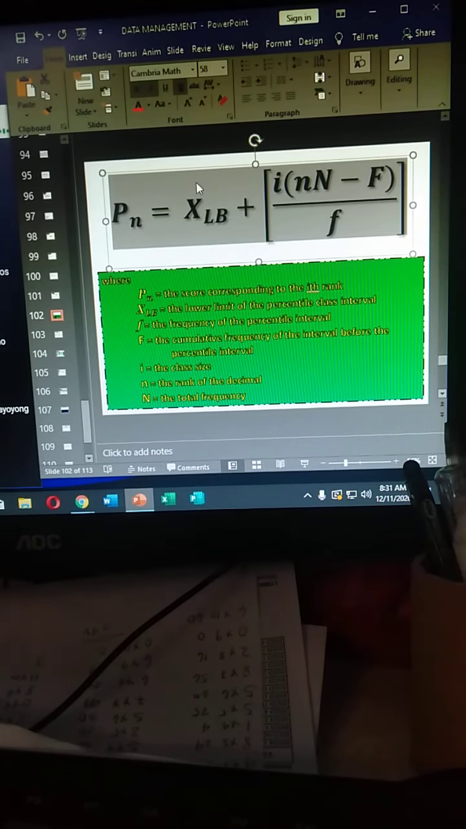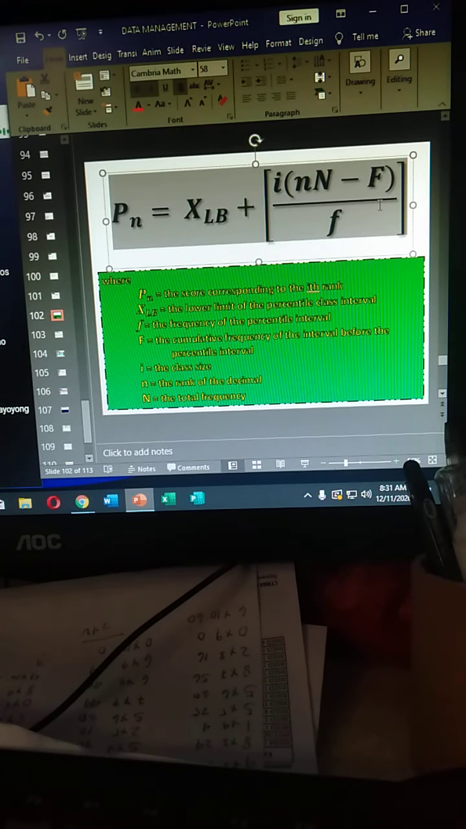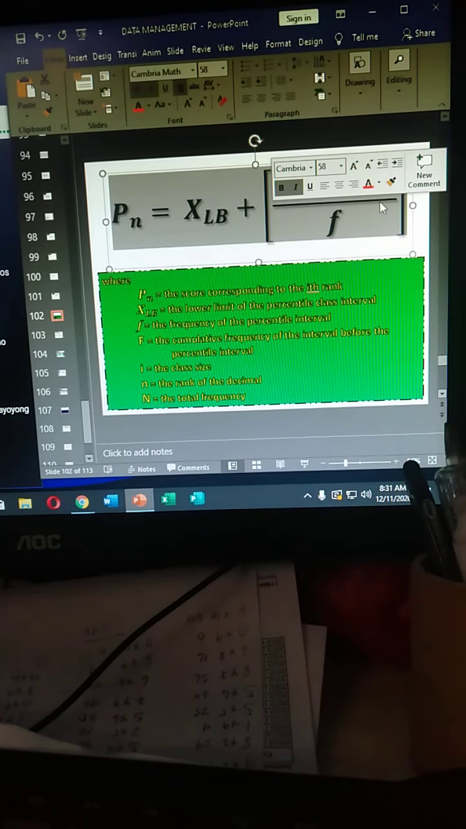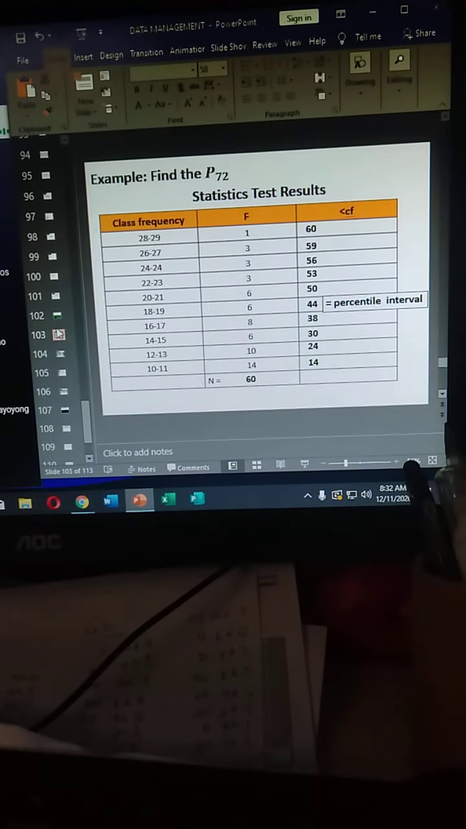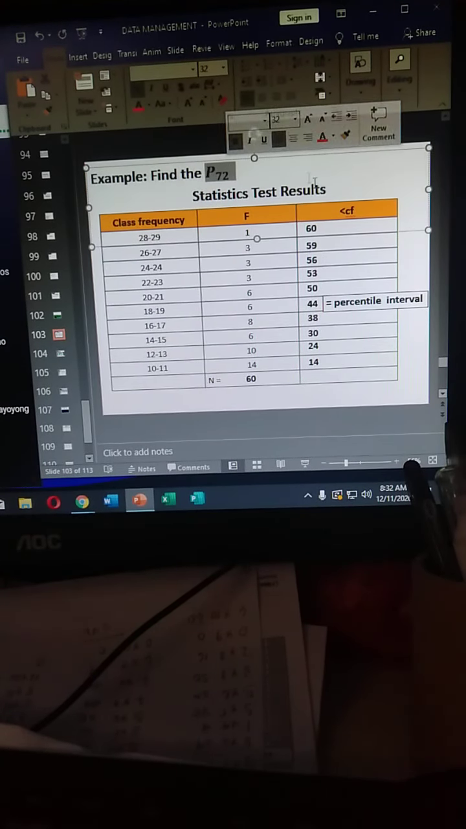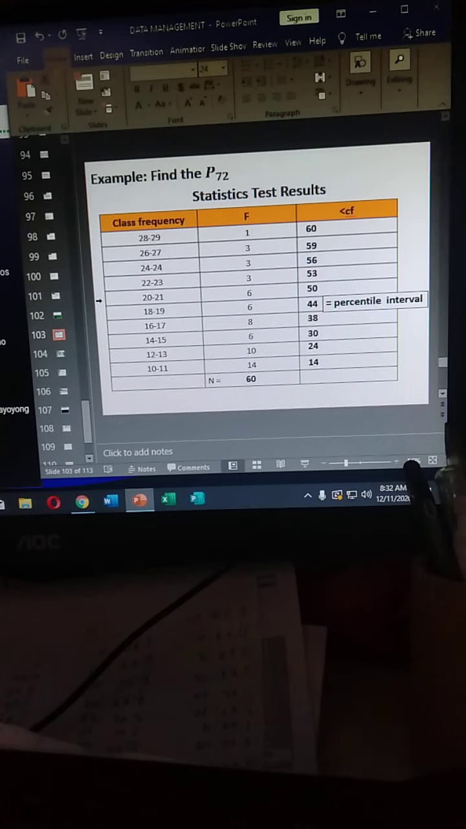So dito naman sa percentile, para mas kokonti yung mga iisipin na formula, ito yung formula. This will be your basis formula in getting the quartile, the decile, and the percentile. Okay po. So, this one. Suppose, this is the statistics class result, and we are looking for P72. Paano nga ba naging percentile rank yan? First and foremost, okay, paano nga ba?